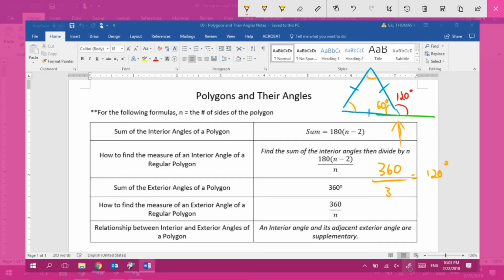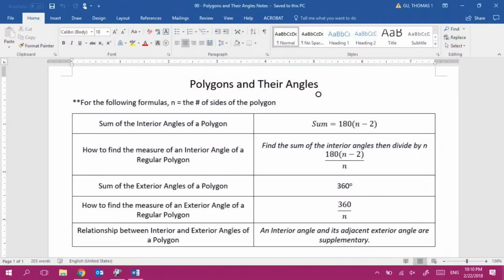So these are just things that you have to memorize. So let's do our best to memorize it. And let's do a few examples to see how these formulas actually work.